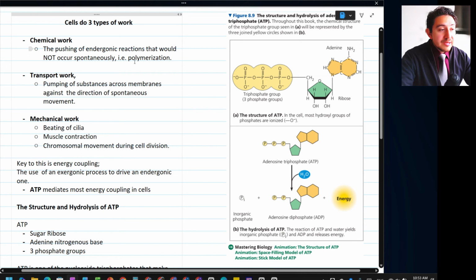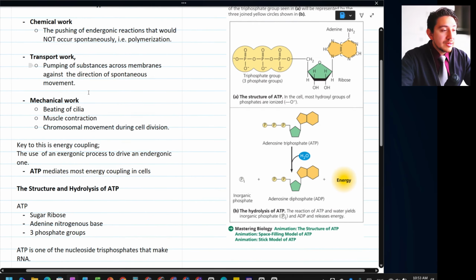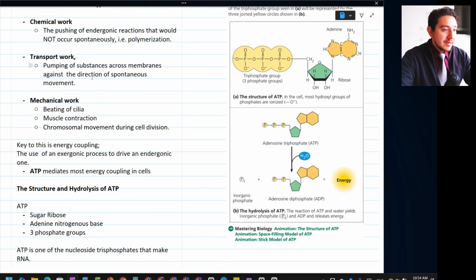An example of this is polymerization. You need some energy to produce polymerization. Okay, that will not occur spontaneously. Transport work: pumping of substances across membranes, generally moving against the direction of spontaneous movement. Okay, like active transport. We're going to take a look at that in the next chapter.